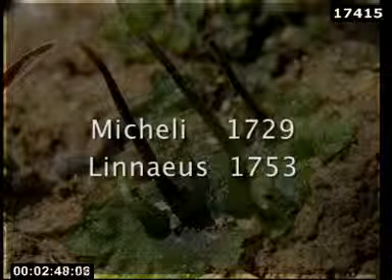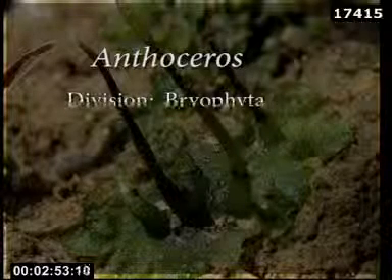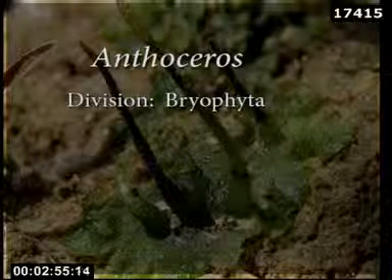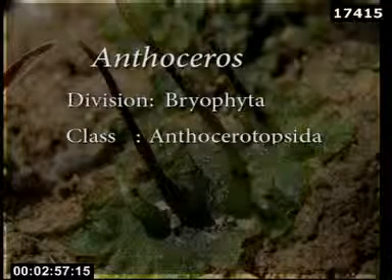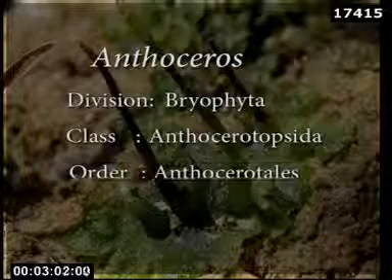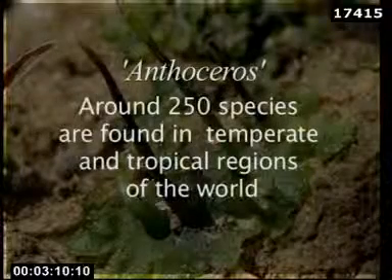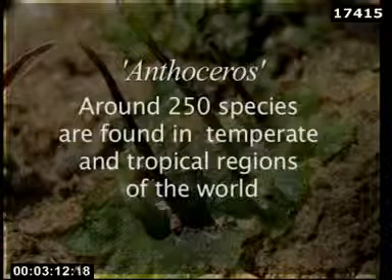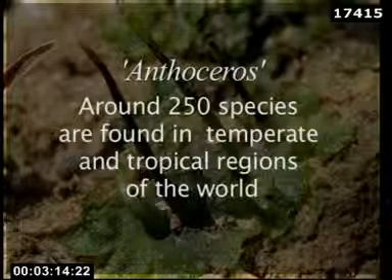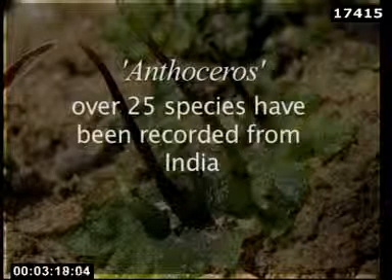As far as the systematic position of this genus is concerned, it belongs to division Bryophyta, class Anthocerotopsida, order Anthocerotales, family Anthocerotaceae. Anthoceros is global in its distribution, with about 250 species in temperate as well as tropical regions of the world. Over 25 species of this genus have been recorded from India.